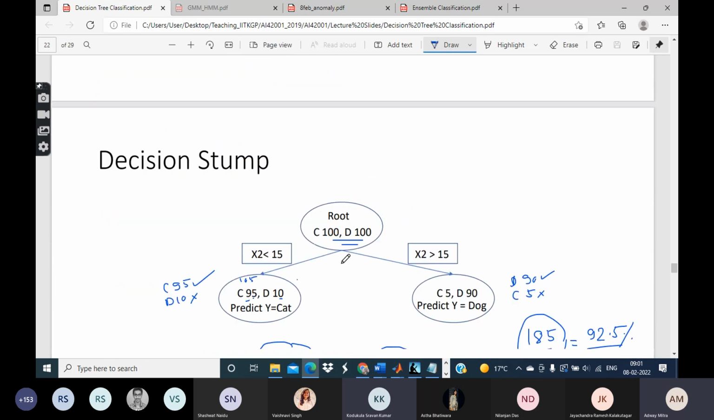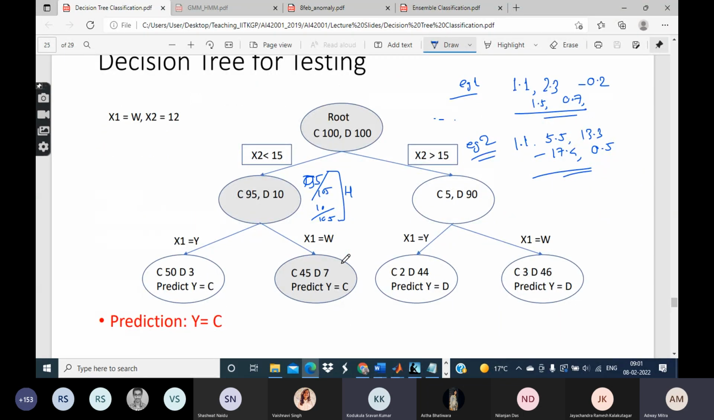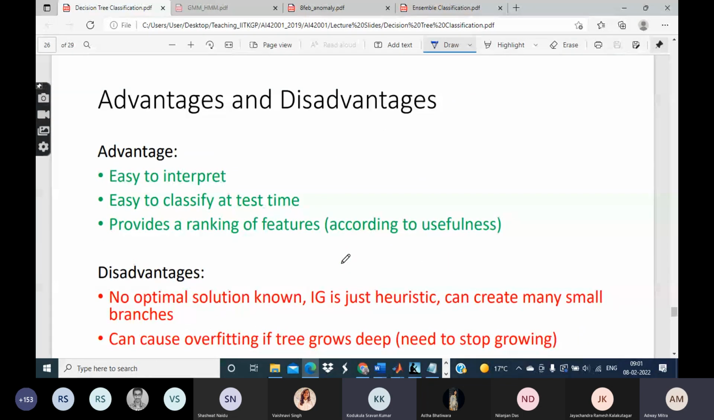But as we saw, this has various drawbacks also. The most important drawbacks are as follows. After all, it's a heuristic. It's not guaranteed to give you any kind of optimal solution.